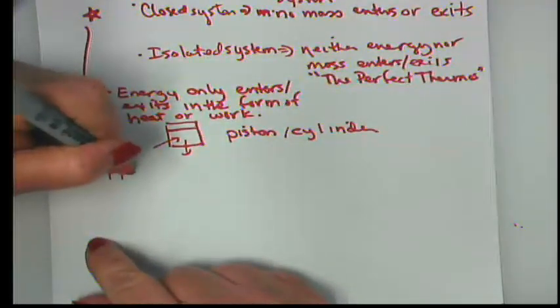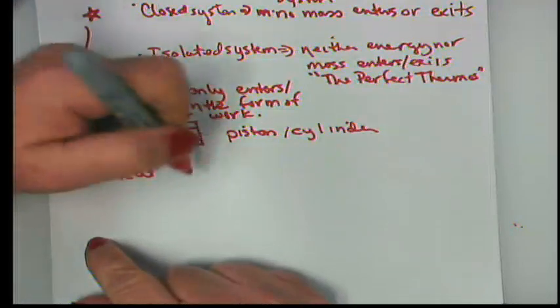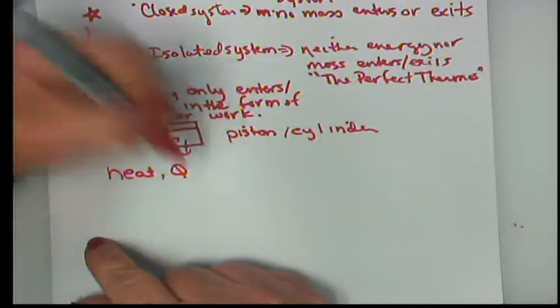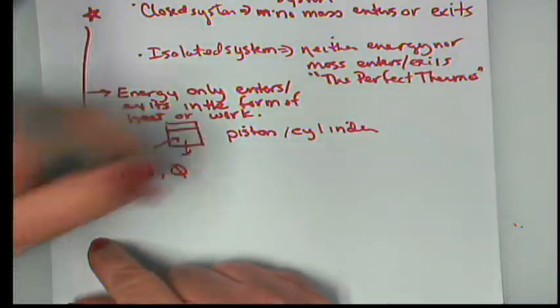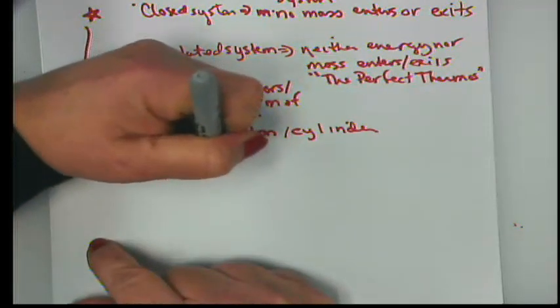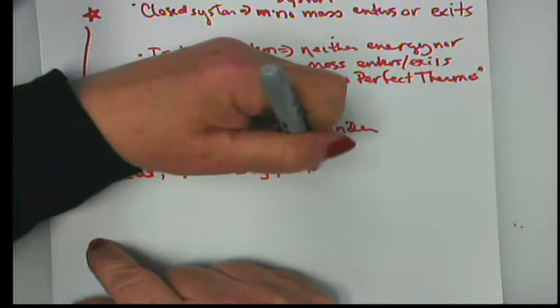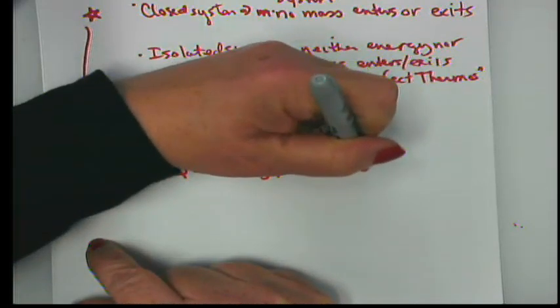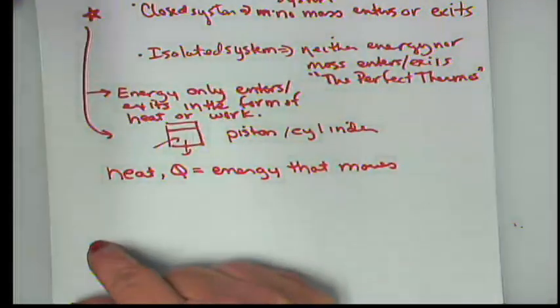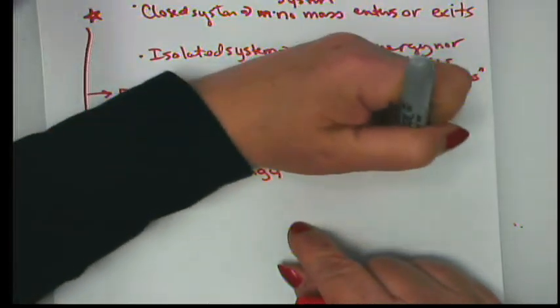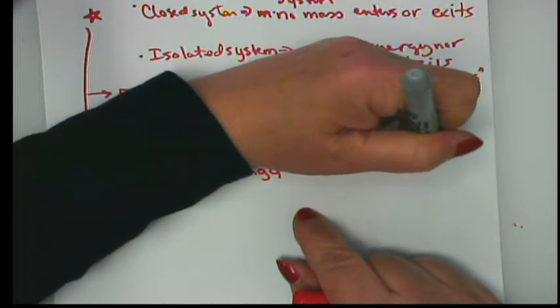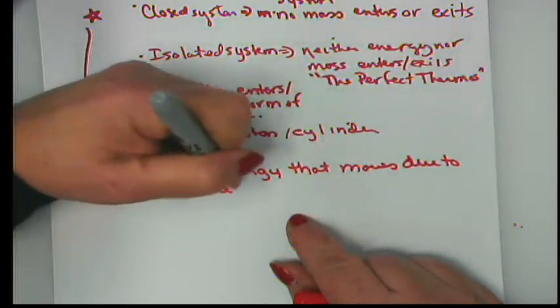Heat, which uses the letter Q as a symbol, is energy that moves from one location to the other, in this case either in or out of the system, due to a temperature differential.